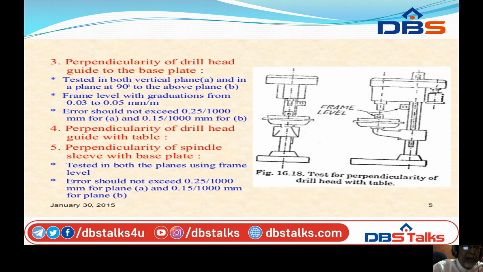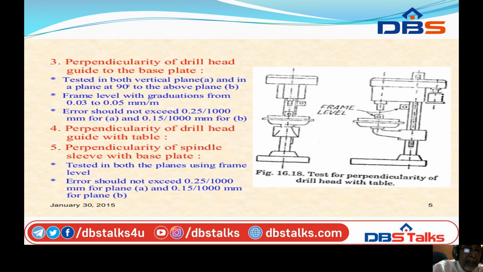The frame level with graduations from 0.03 to 0.05 millimeter is used. Error should not exceed 0.25 per thousand millimeter for A and 0.15 per thousand for B. Perpendicularity of drill head gate with table. The drill head should be exactly 90 degrees with a little error. Frame level will be 0.03 to 0.05 and the error should not exceed 0.25 per 1000 for A and 0.15 per thousand for B.